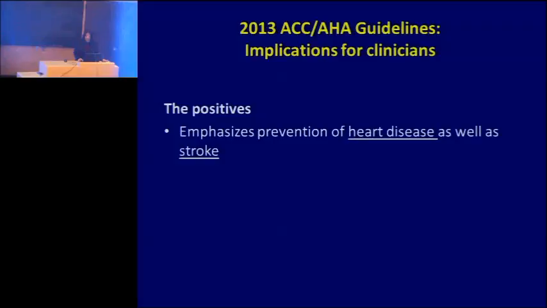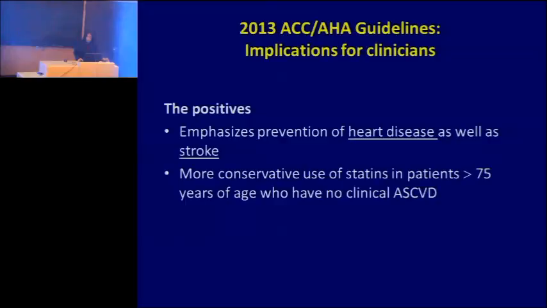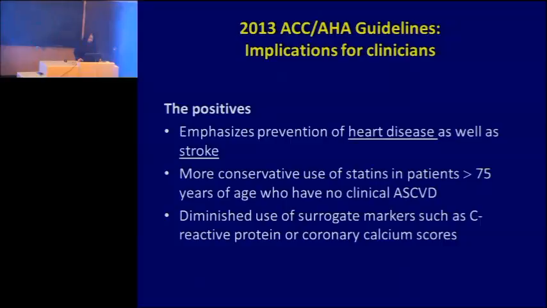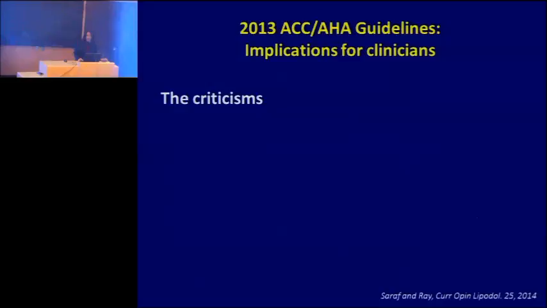So what are the implications for us as clinicians? So the positives are that these guidelines actually emphasize prevention of heart disease as well as stroke. The guidelines prior to this only talked about coronary heart disease, but now stroke is also included. It recommends more conservative use of statins in patients over the age of 75 who do not have clinical ASCVD, and possibly diminished use of surrogate markers such as CRP and coronary artery calcium scores. But these guidelines have received a lot of flack and haven't been widely accepted. And there are other agencies which have other guidelines which still are goal-based and recommend targeted therapy.